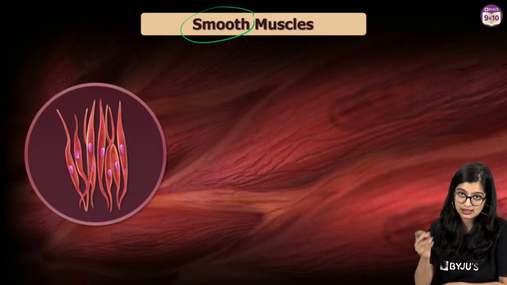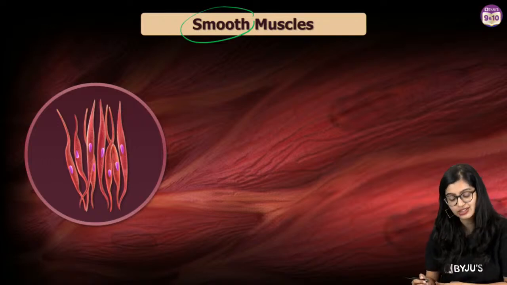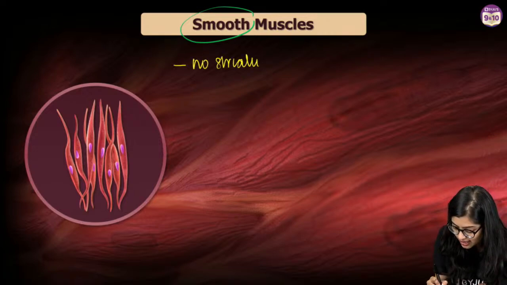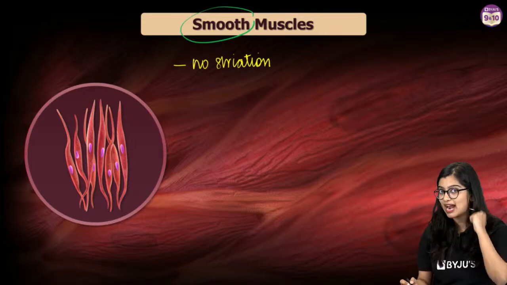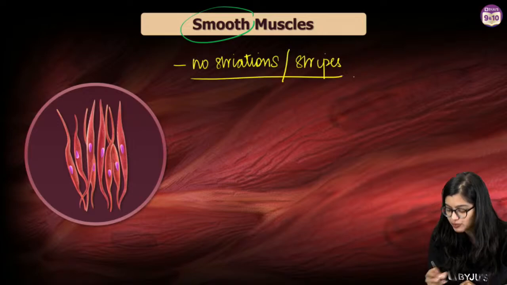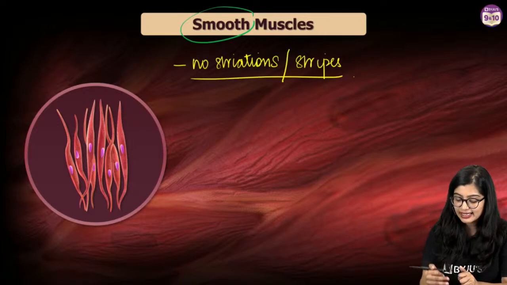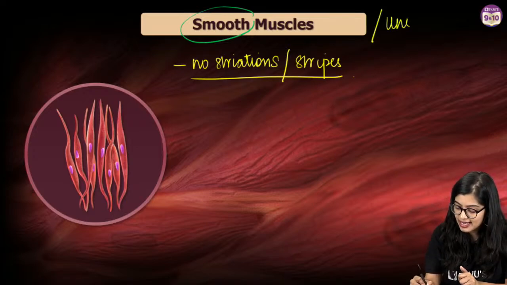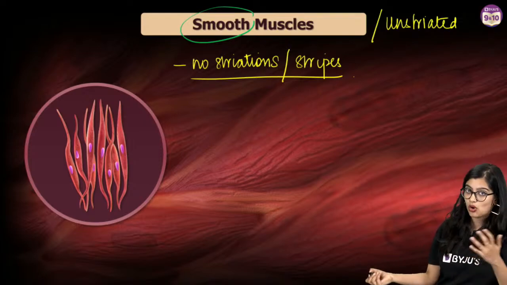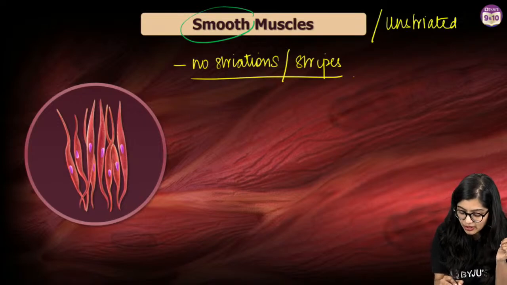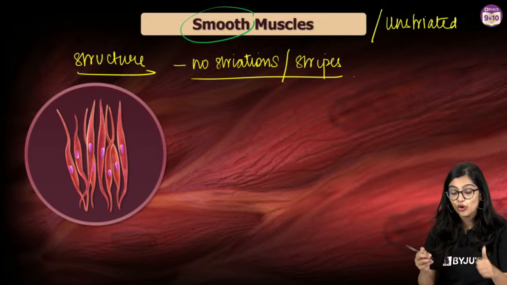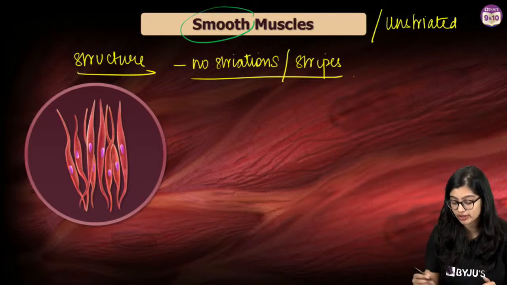So the word smooth muscles comes from the fact that if you look at its structure, there are no striations available. These cells don't have that stripe pattern that I was telling you about. So there are no stripes present here. We also call them unstriated muscles, or sometimes involuntary muscles. Since we started talking about its structure, no striations or no stripes being present is a very important characteristic.